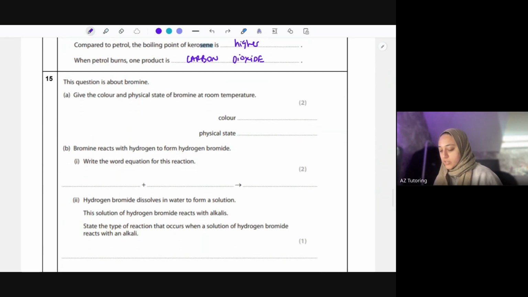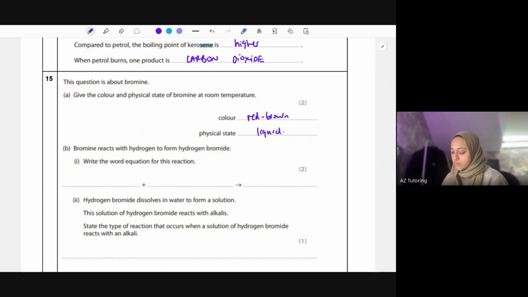Okay, question 15. This question's about bromine. Give the color and physical state of bromine at room temperature. This is something that you just need to remember, unfortunately, for all the group 7 elements. So for bromine, the color is red brown, and the physical state of it is liquid at room temperature.